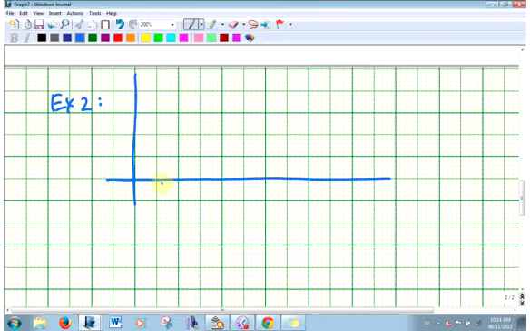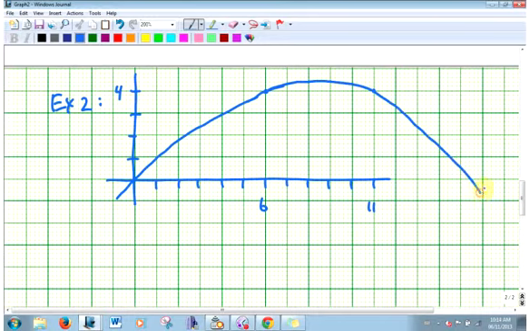There's a little graph. 1, 2, 3, 4, 5, 6. And 1, 2, 3, 4. 6, 4. There's a point. 7, 8, 9, 10, 11. There's a point. And my graph looks like that. I can't see my points anymore. Let me emphasize.